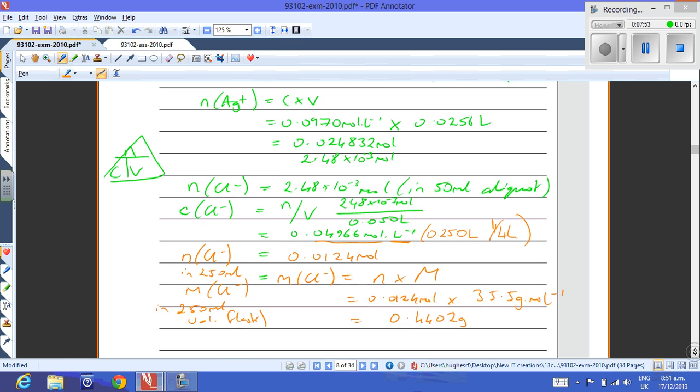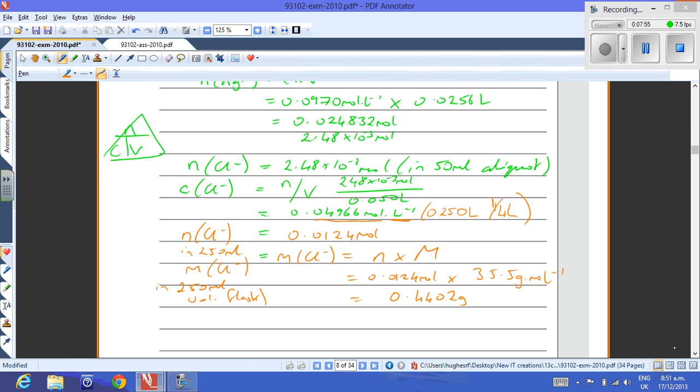So that's the first number that you needed to get. You're about a third of the way through this question, I suppose. That's the mass of chloride ions, and we're going to use that number to work out our algebraic equation to find the values for the mass of KCl and the mass of NaCl.